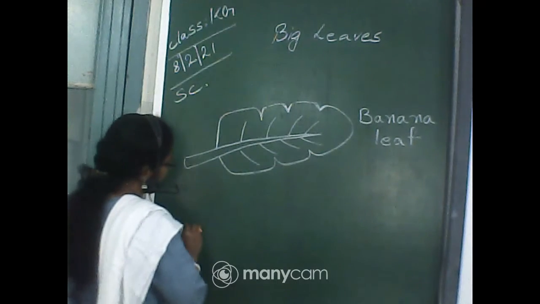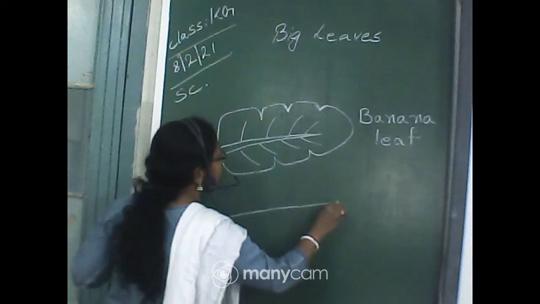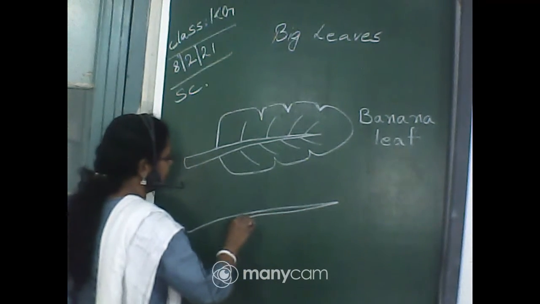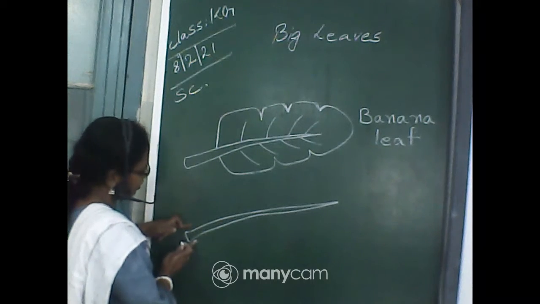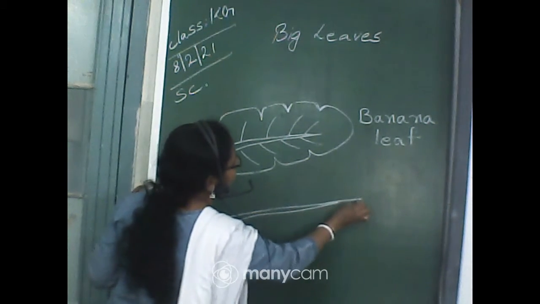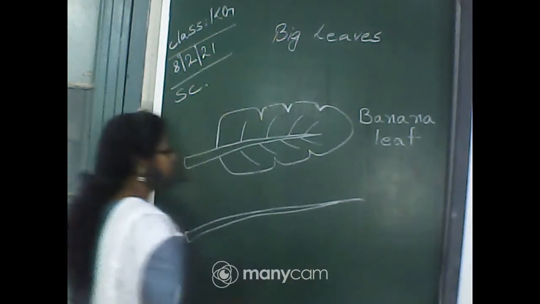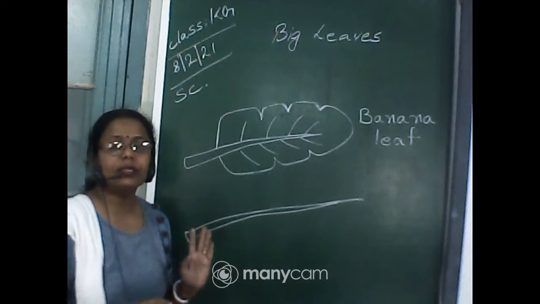So how will we draw the coconut leaf? In the same manner, we will first draw like this. The lower portion will be a little bit thick, and as you go in front, it should be thin. Okay, it should be thin like this. One stick, you will draw one stick.